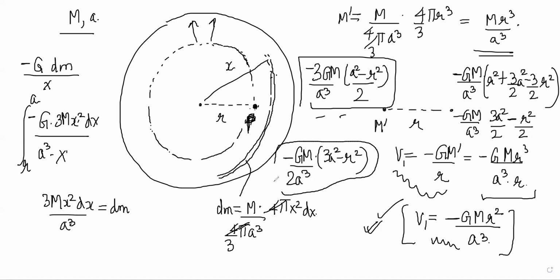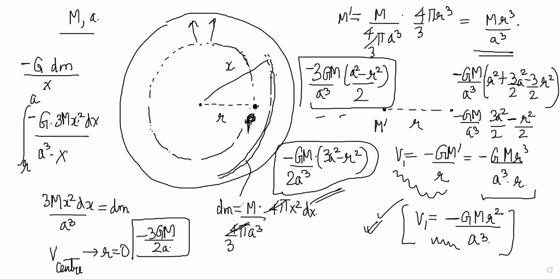This is the potential due to a solid sphere at a point inside the solid sphere, where r is the distance of that point from the center of the solid sphere. If you want V at the center, you put r equal to 0 in this formula, and you get minus 3GM by 2a. This is the V at the center. This is the formula for potential at an internal point of a solid sphere.